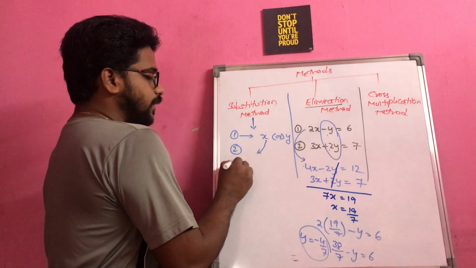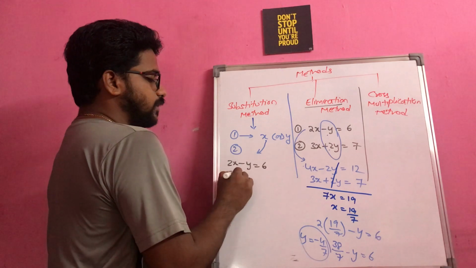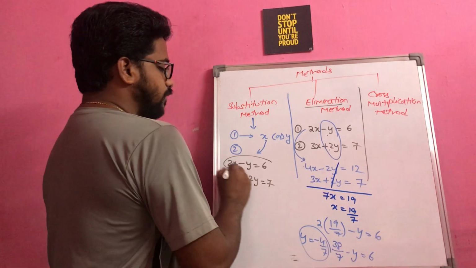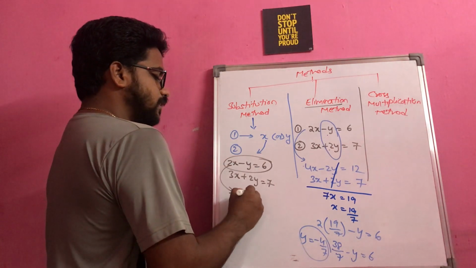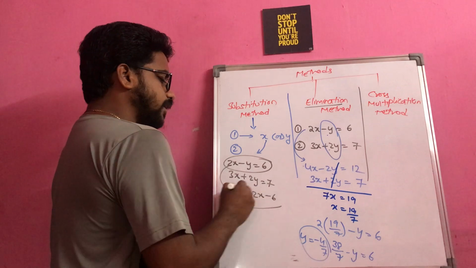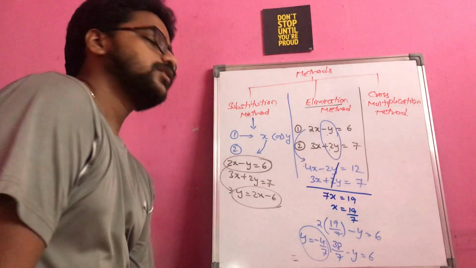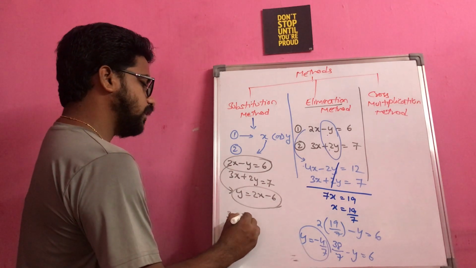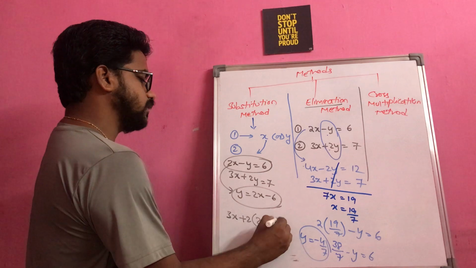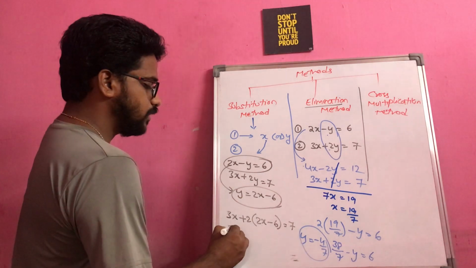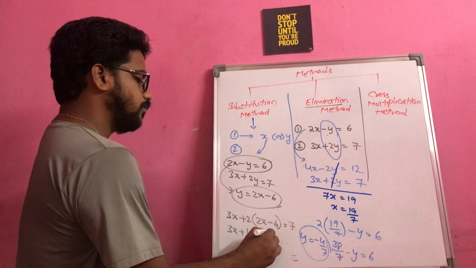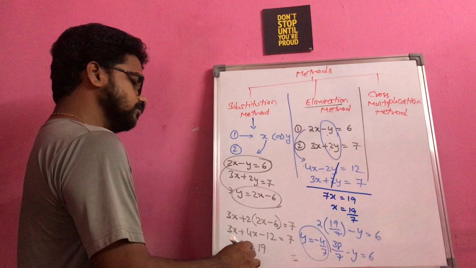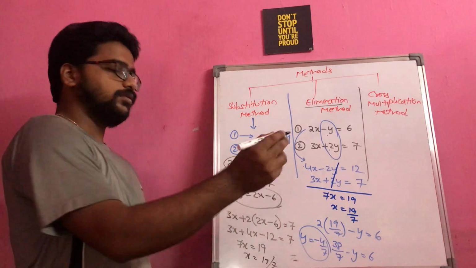If I have 2x minus y is equal to 6 and 3x plus 2y is equal to 7. So here from the first equation I will try to get the value of y. If I just swap the positions, I will get y as 2x minus 6. So let us substitute this y value in the second equation. Then I will get 3x plus 2 times 2x minus 6 is equal to 7. So this is 3x plus 4x minus 12 is equal to 7. 7x is equal to 19. x is equal to 19 by 7.